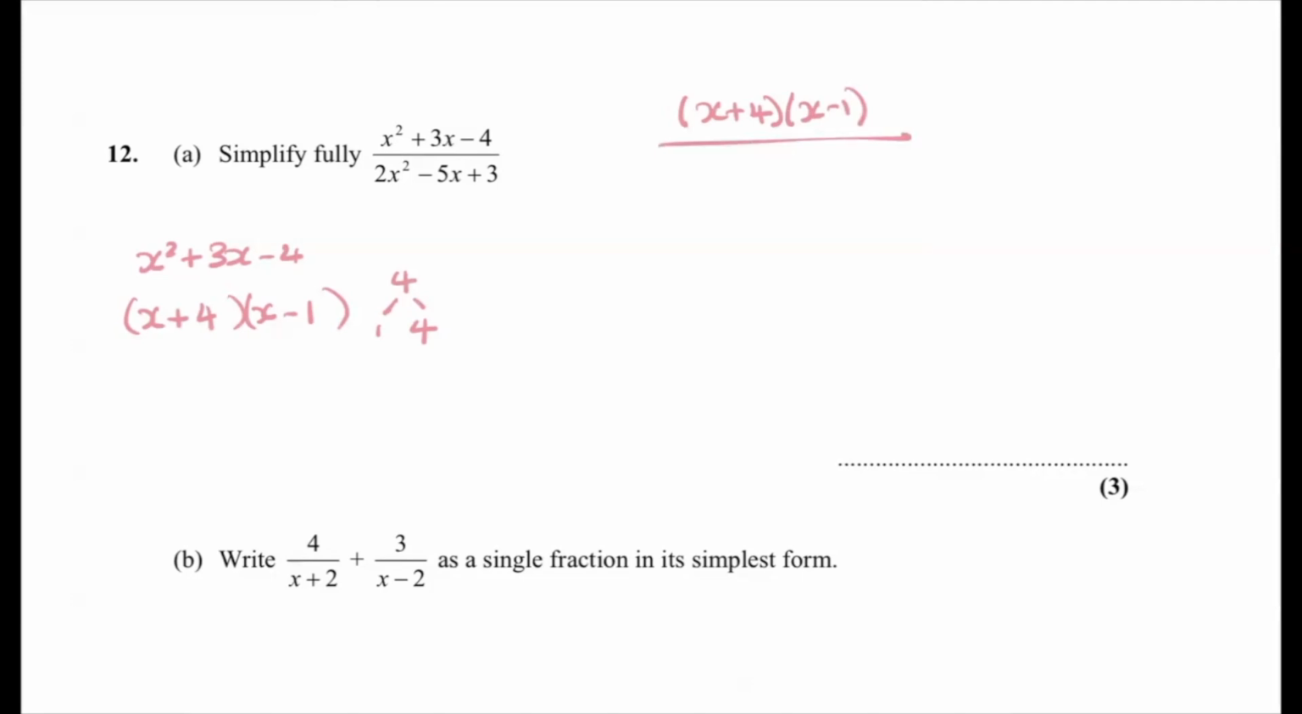Now we're going to do the same with the bottom one. So I'm not going to rewrite this one. Just going to do my brackets. I drop my 2x. I do my signs. It starts neg. So I switch the second.